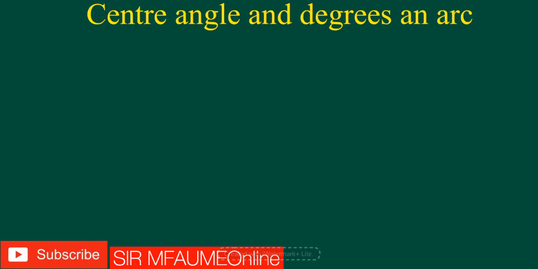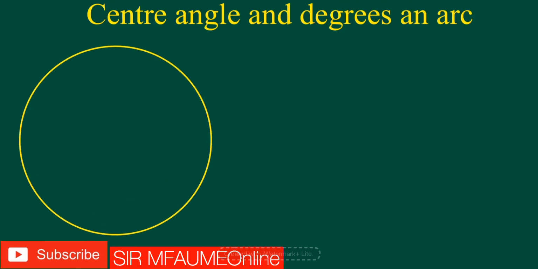Okay, let us start. The first subtopic concerns the central angle and the degree of an arc. Here I will find the relation between the central angle and degrees of an arc. Assume you have a certain circle like this one. This is your circle. From this circle, assume here is the center of the circle. So this is the center of this circle. Let me call it O, the center of the circle.